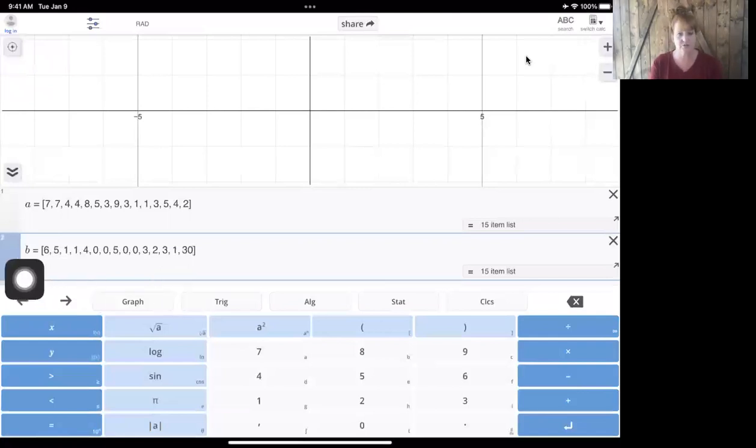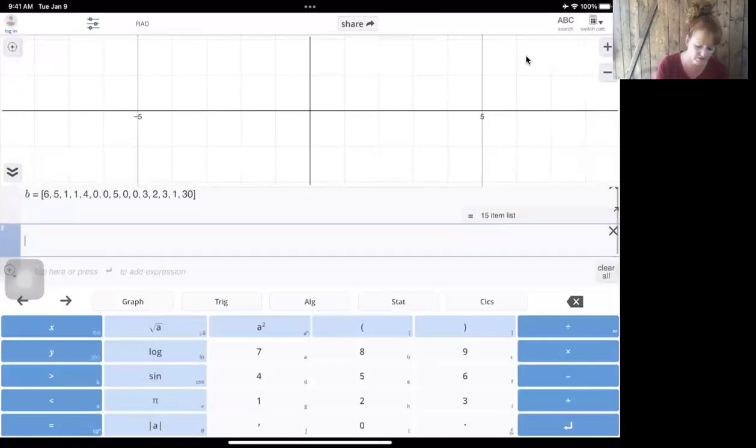Now, what we're going to do, like I said, we want to know the difference. We want to know the change in their pain level. And so what we're going to do is subtract these two lists. On class calc, what you do is we're going to call this a new list. So I'm going to call it C. So I'm going to tap and hold 9.